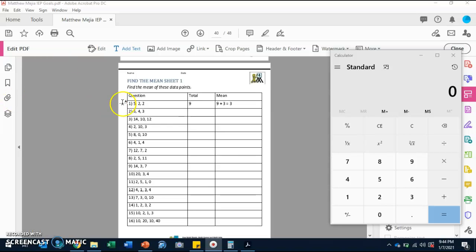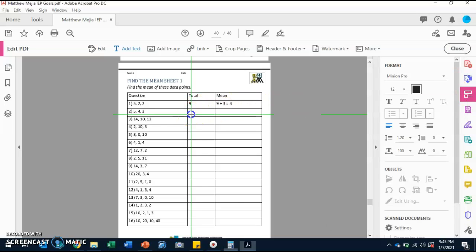So now it tells us to find the mean of these data points. They gave us a set of numbers and they wanted us to find out the mean. So what we're going to do first is add our set of numbers so we can find our total. We're going to start with adding 5 plus 4 plus 3, which equals 12. So here we are going to write 12.